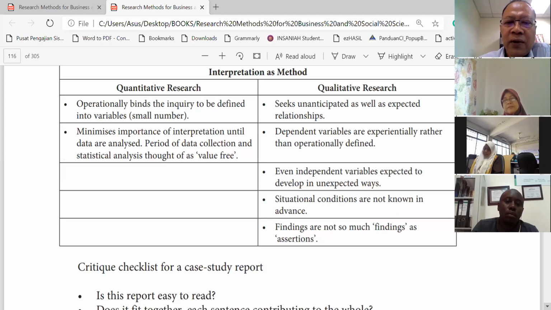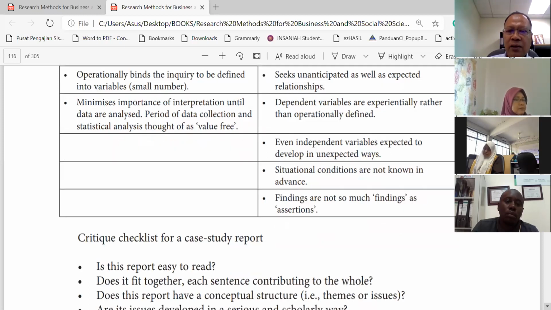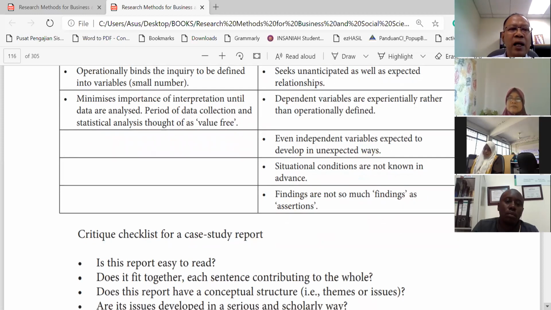In qualitative research, findings are not so much findings as assertions. So in qualitative research, they view that their findings are not findings like in quantitative research, but rather more of assertions, because it involves more subjectivity.